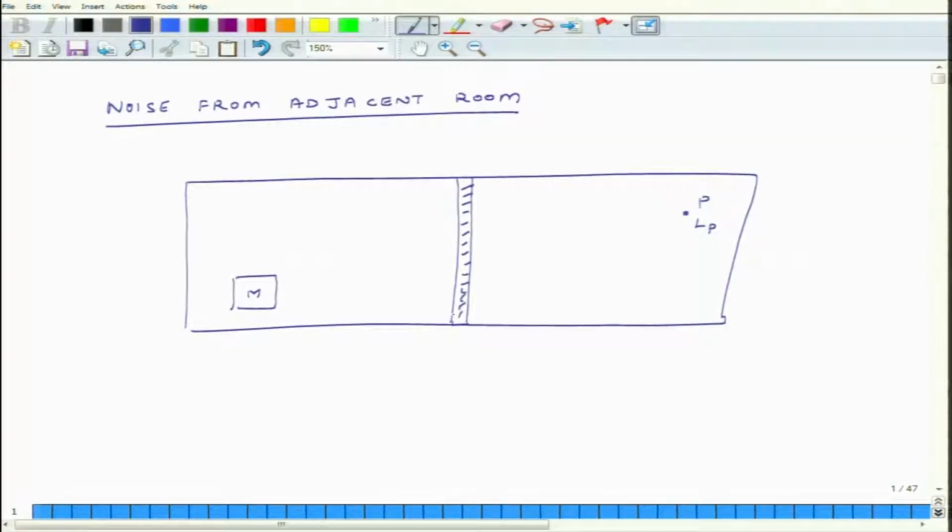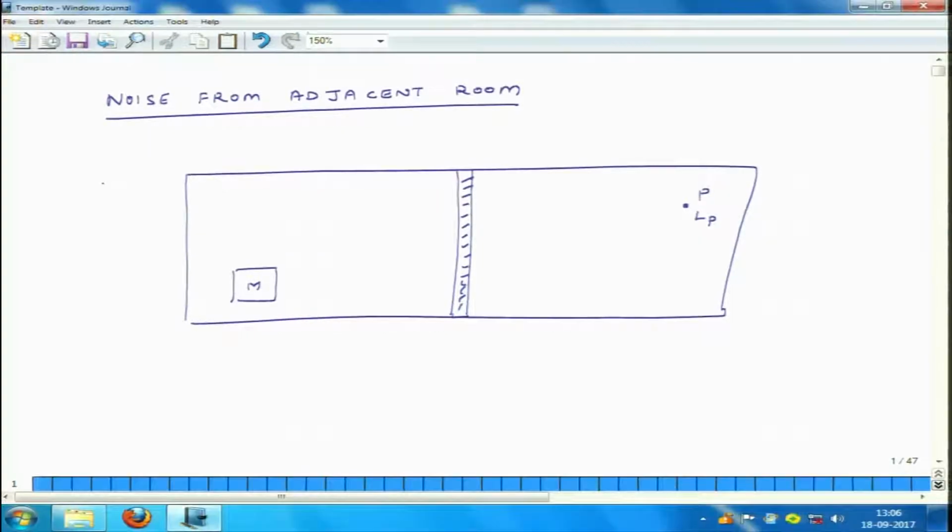So, now I have two rooms instead of one. The question is that once I have noise coming from this room and I have a wall, I am interested in finding out how much the value of LP is once I introduce a wall and make this into a partitioned room. That is why the title is noise from adjacent room: there is a source, there is a wall which separates these two rooms, and there is another room. How much noise is coming into this room? This is the problem.